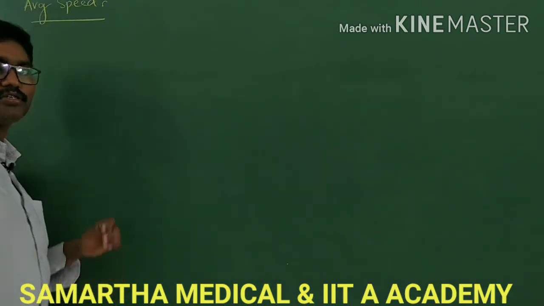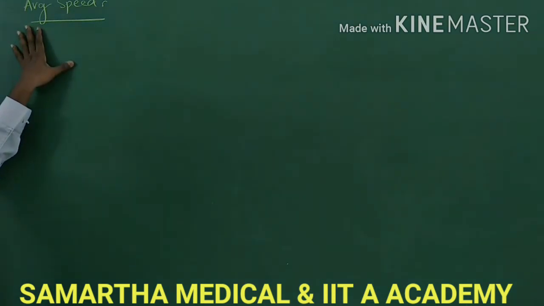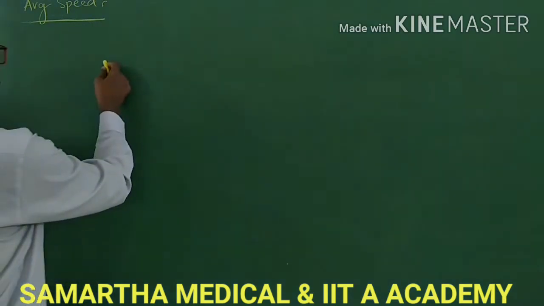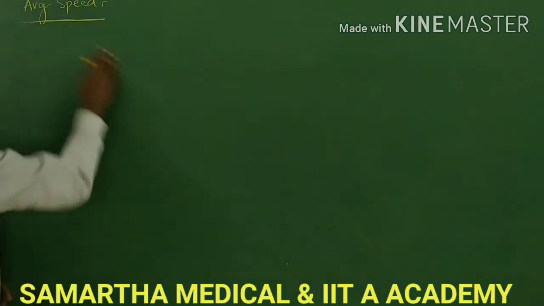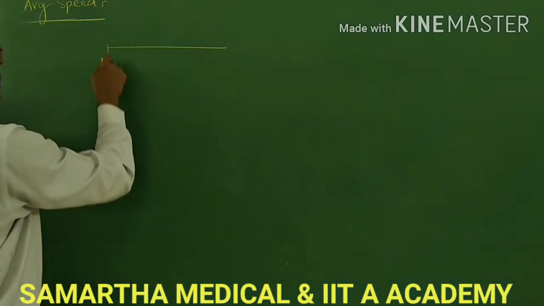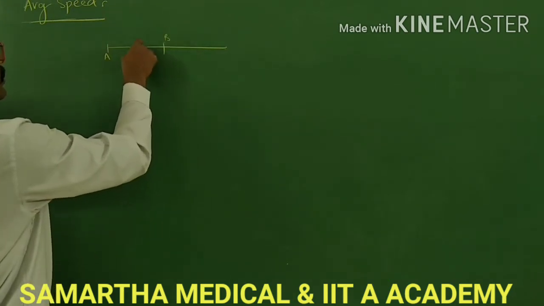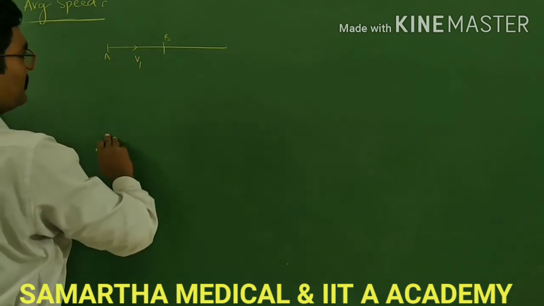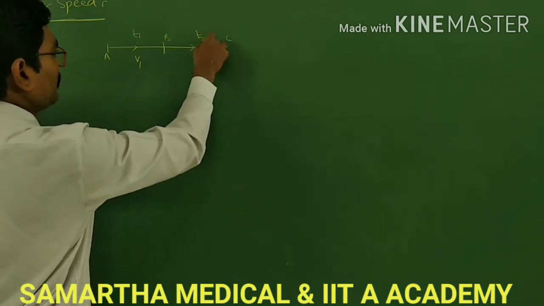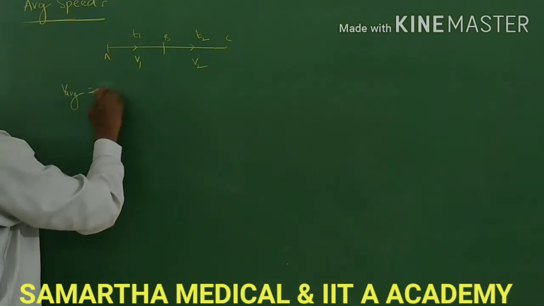Yes, good morning students. So, average speed. Average speed means the total distance covered divided by the total time taken. It is the ratio of total distance covered to total time taken. Suppose a body starts from point A and reaches point B with speed v1 in a time interval t1, and from B to C with speed v2 in a time interval t2. Then average speed is total distance by total time taken.